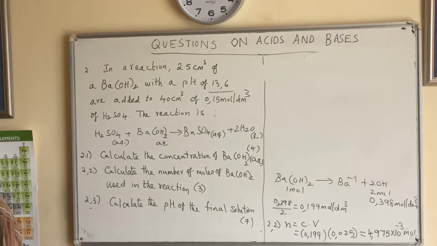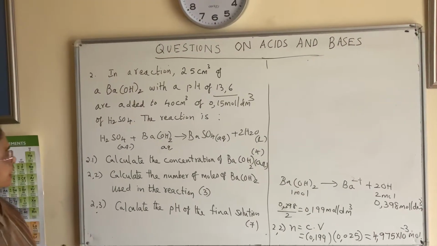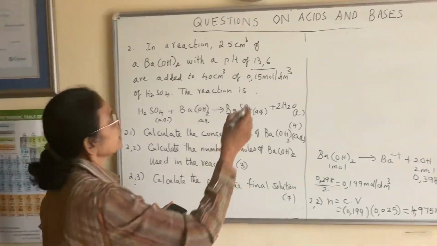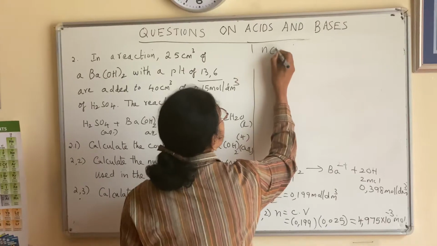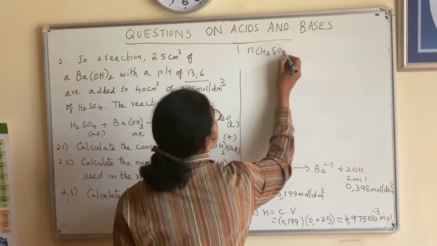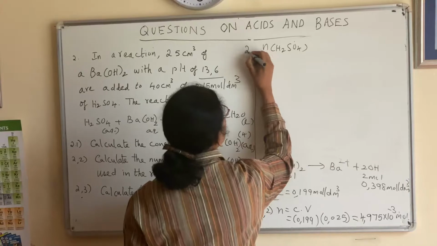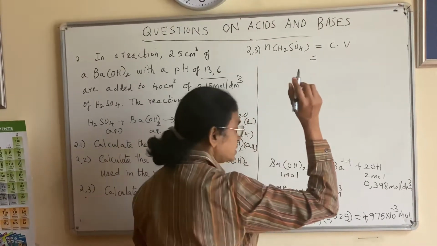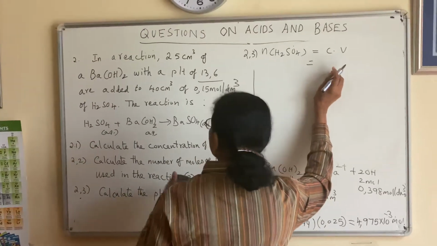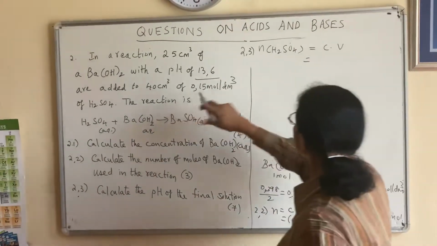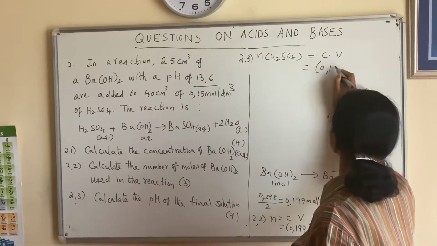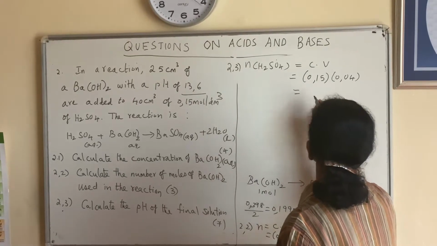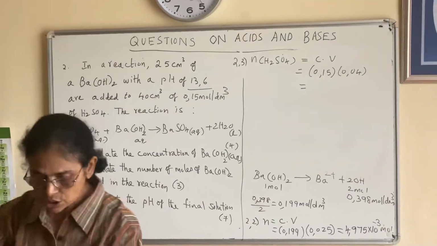Okay, this is your number of moles of barium hydroxide. Then what is the number of moles of sulfuric acid? Let's do the calculation. Number of moles of sulfuric acid: we are going to work with n equals C times V. What is the C here? The C for the sulfuric acid is 0.15 and the volume is 0.04. Do the calculation and see what you get here.